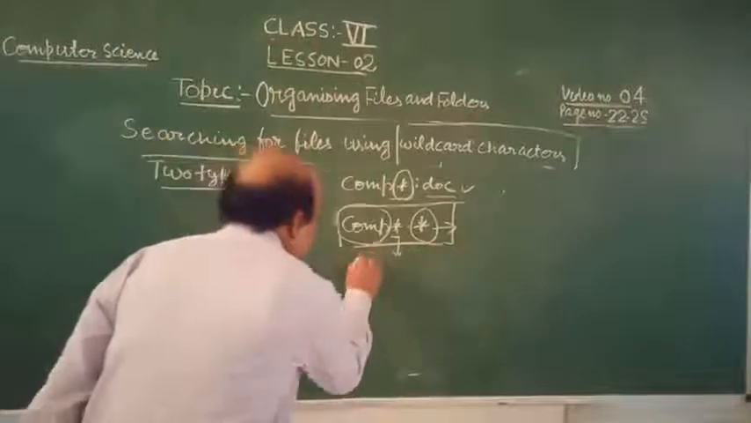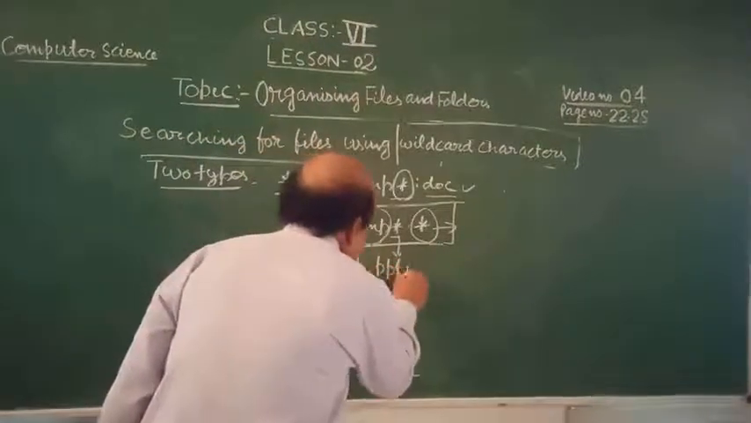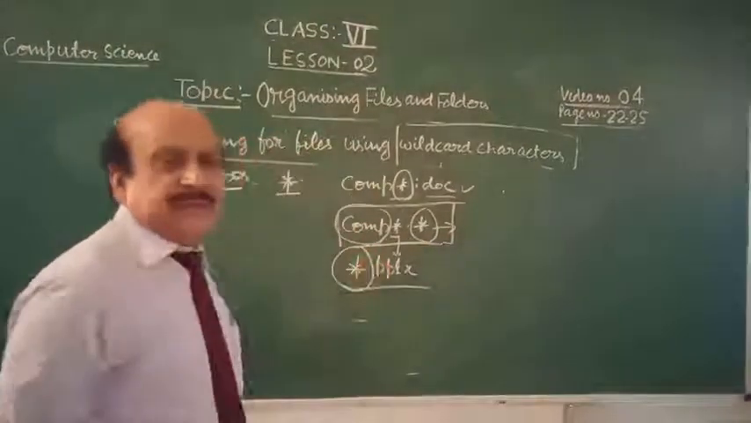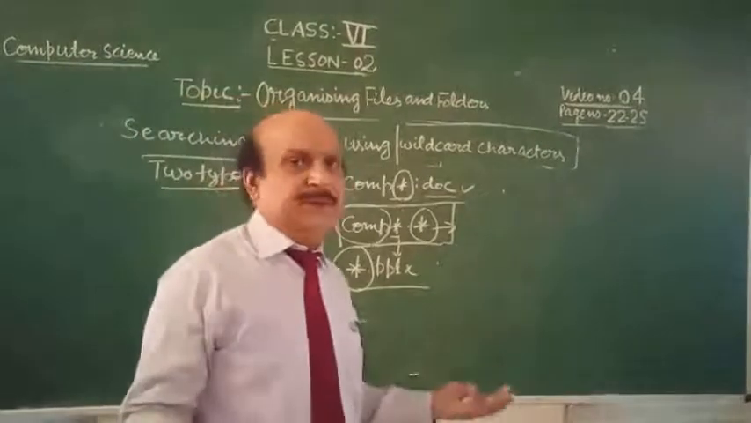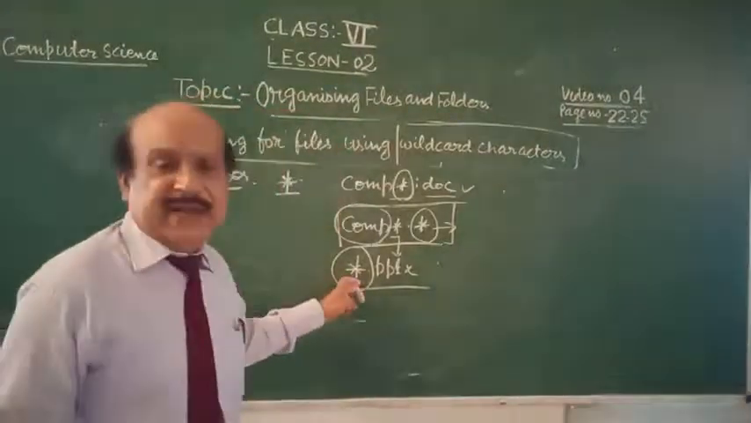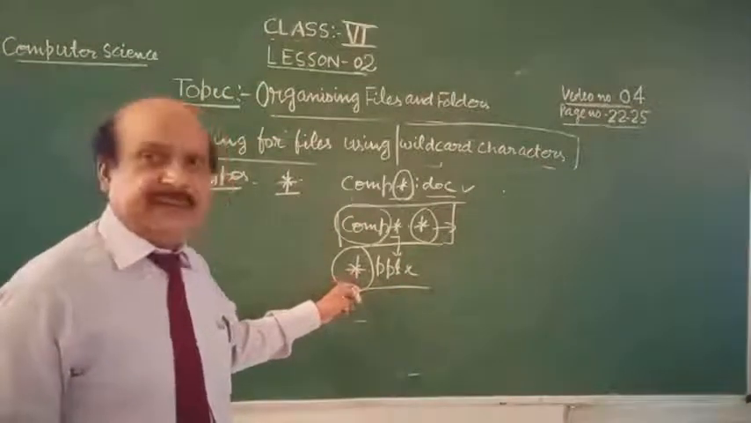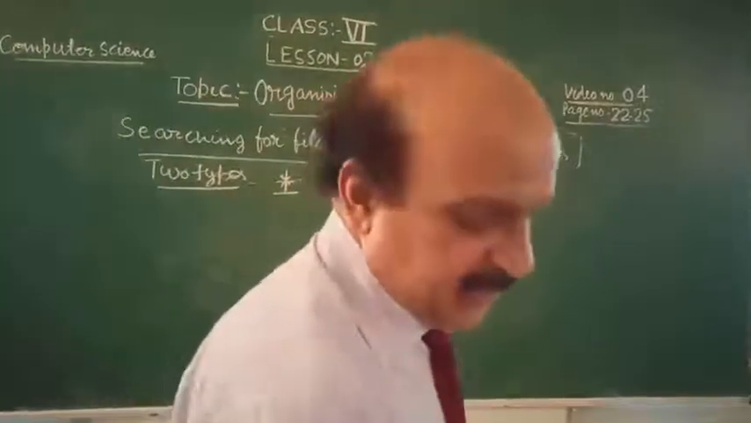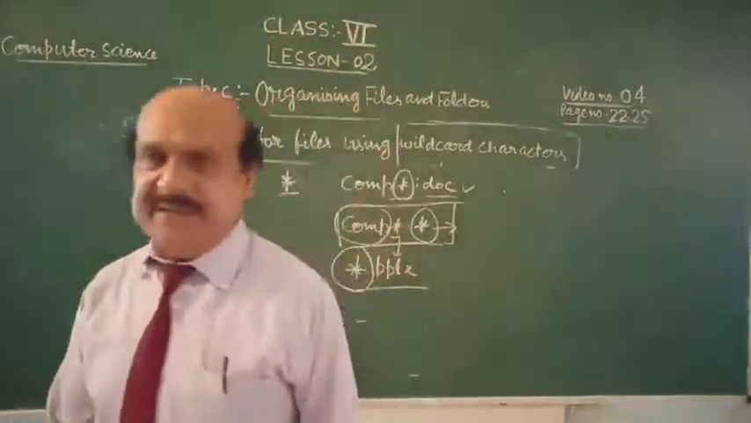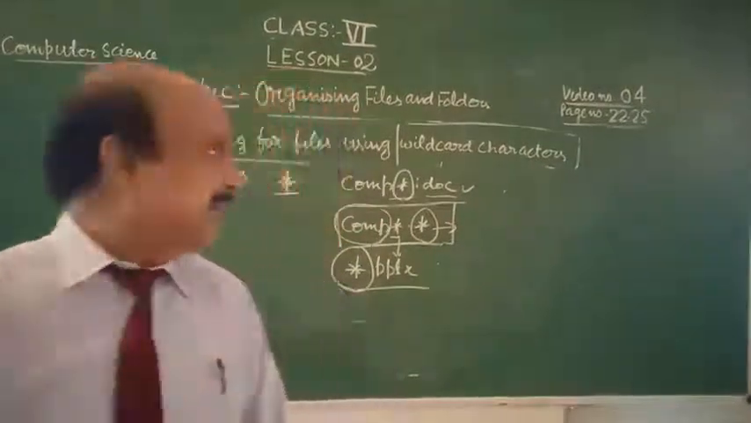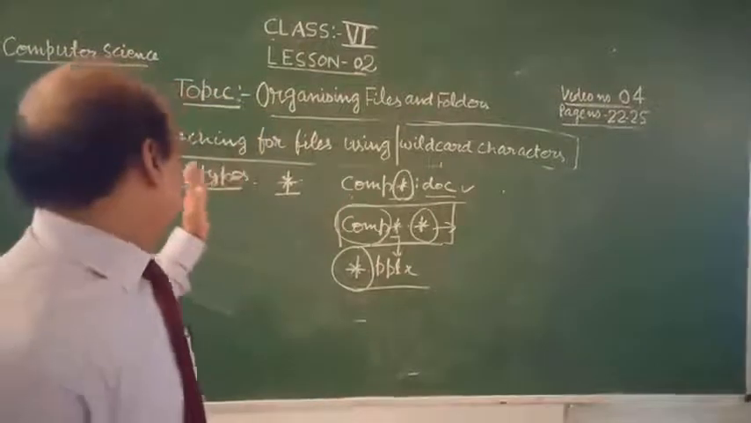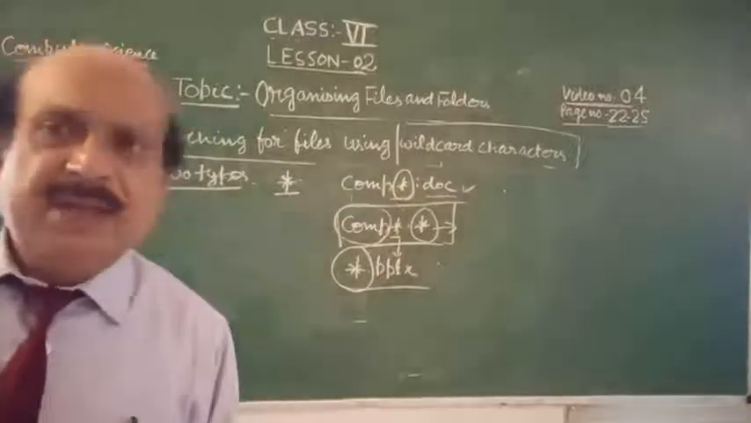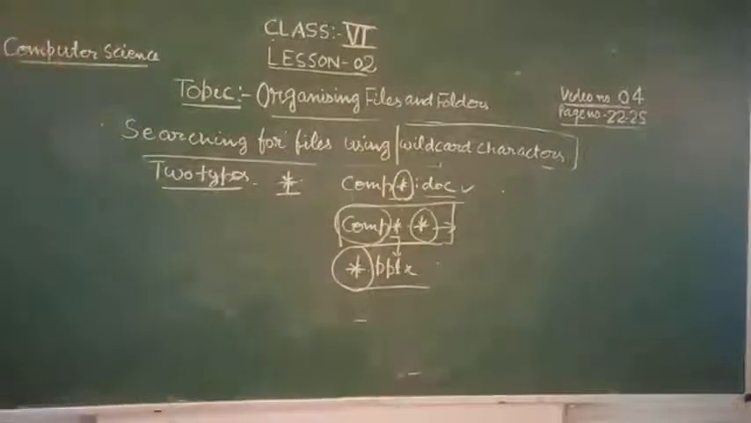Now see here, asterisk dot pptx. Here the primary name is not given. For the file which you have stored, we don't know the name of the file, so we are indicating it with the help of the asterisk. The extension is pptx. So the files whose primary name is not shown, but whose extension is pptx, only these types of files will be displayed on the monitor. So this is searching for files using wildcard characters, and with the help of wildcard characters we can easily find the file which we want.